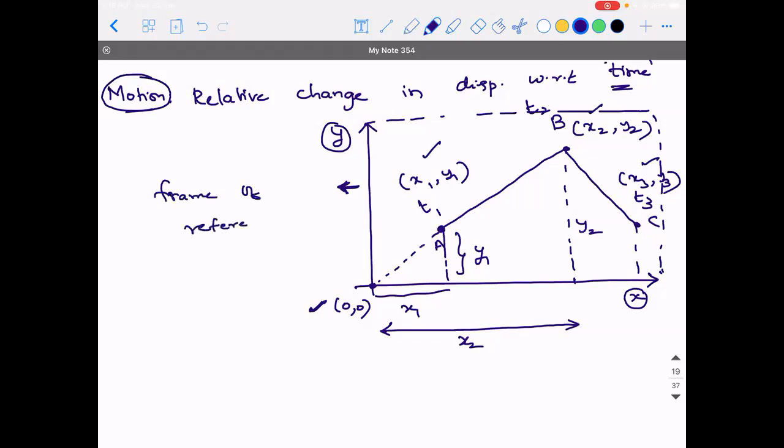I'm not sure if you have heard this word. So basically, frame of reference is a plane or a space where you take it as a reference to analyze the motion of an object. Am I clear, guys? Is this point clear? This point, frame of reference?